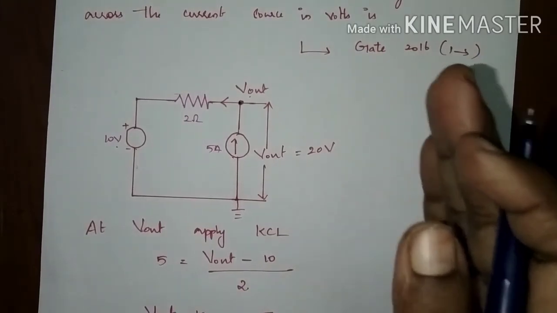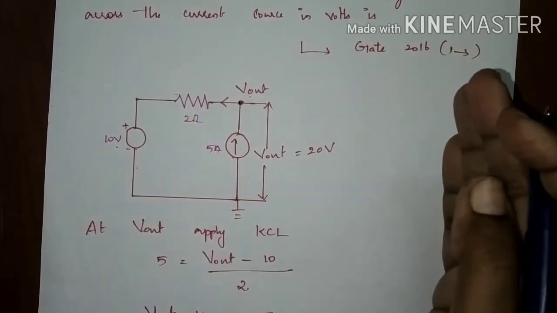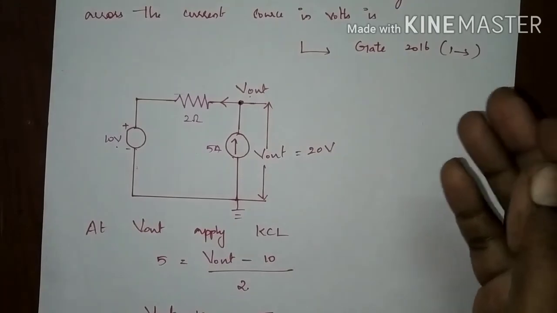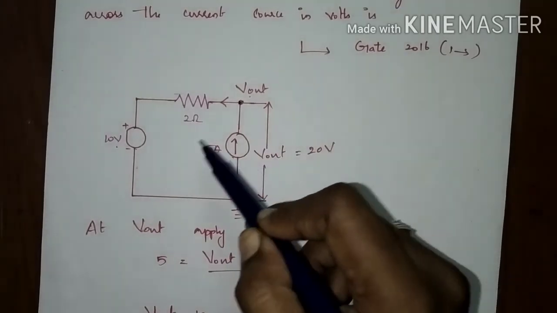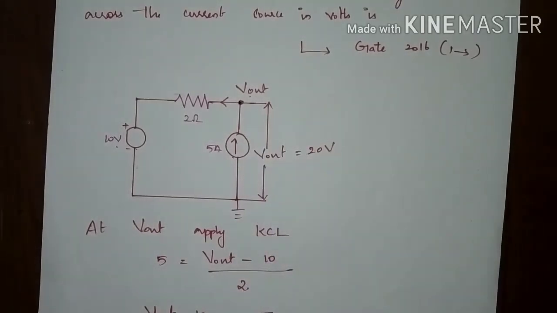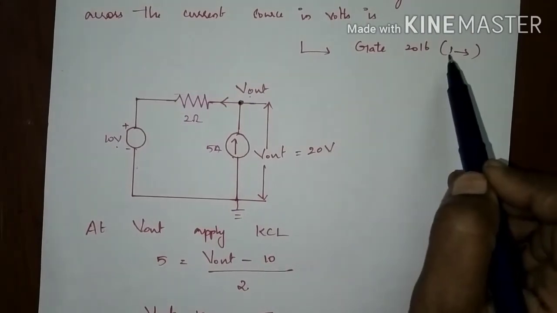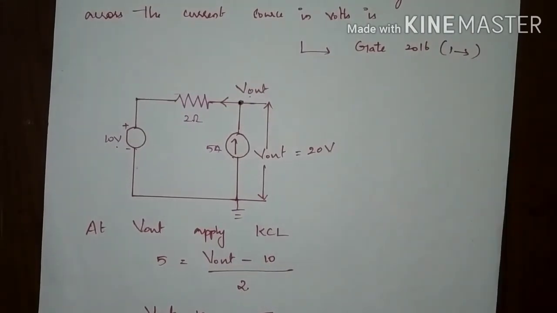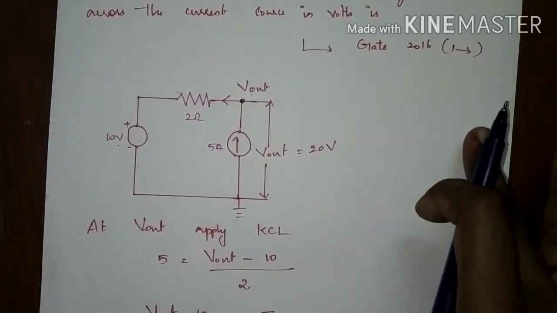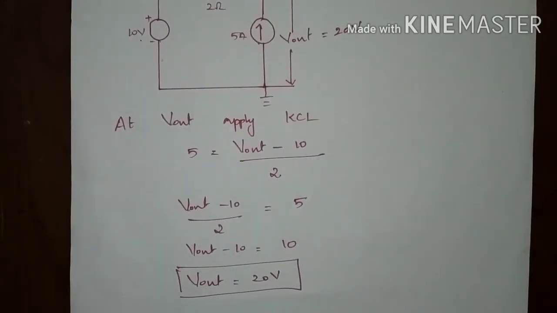Using the node voltage method and also KCL, the voltage across the current source is found as 20 volt, and this was asked in GATE 2016 of 1 mark. Such a very easy problem. I hope you understood the concept of these problems.